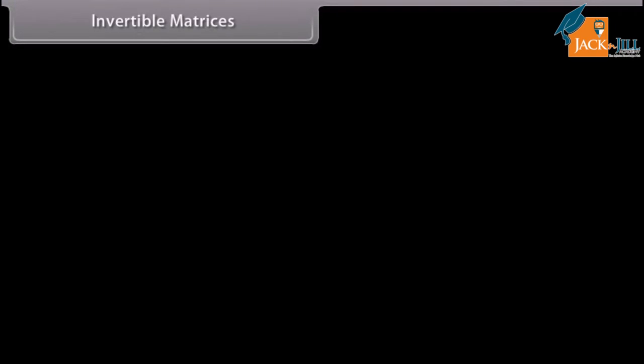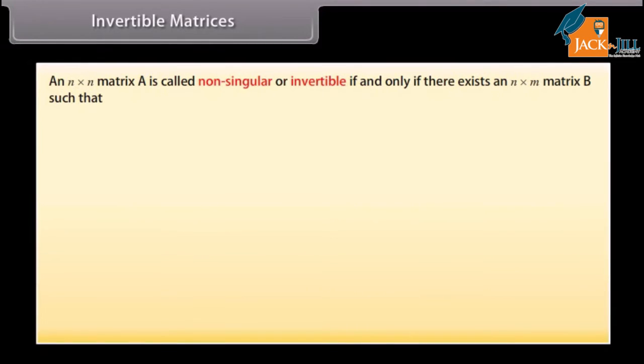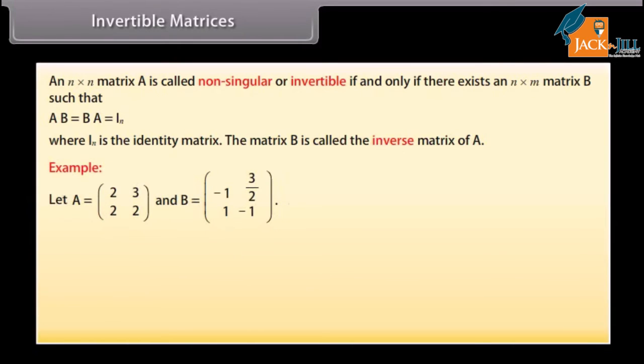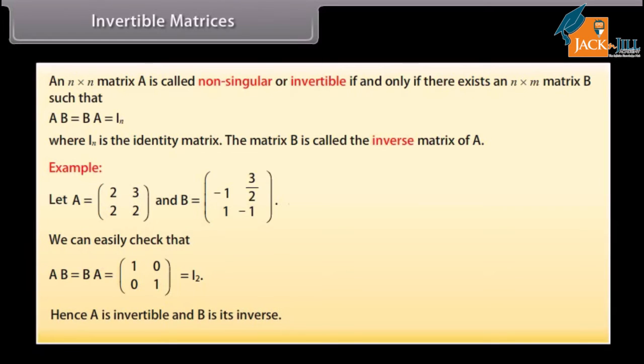Invertible matrices. An n by n matrix A is called non-singular or invertible if and only if there exists an n by n matrix B such that AB is equal to BA is equal to I n, where I n is the identity matrix. The matrix B is called the inverse matrix of A. Look at this example. Here A and B are given. We can easily check that AB is equal to BA is equal to identity matrix. Hence A is invertible and B is its inverse.